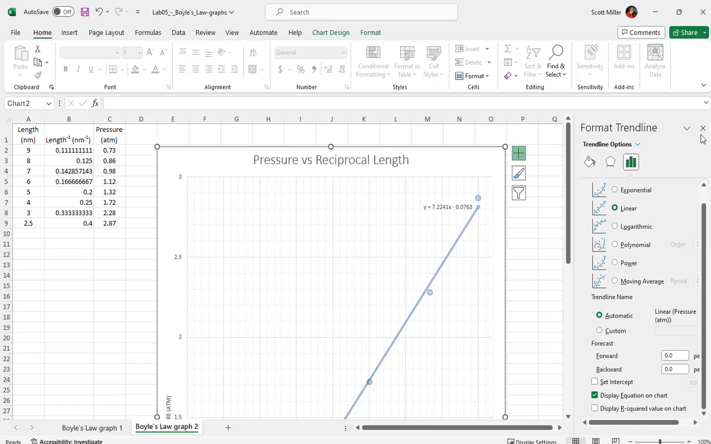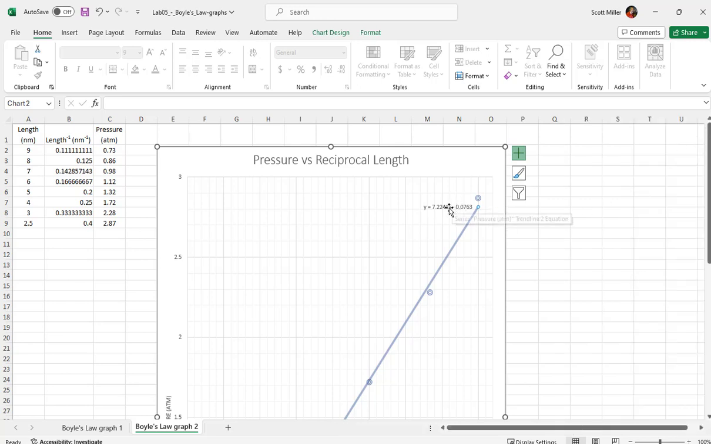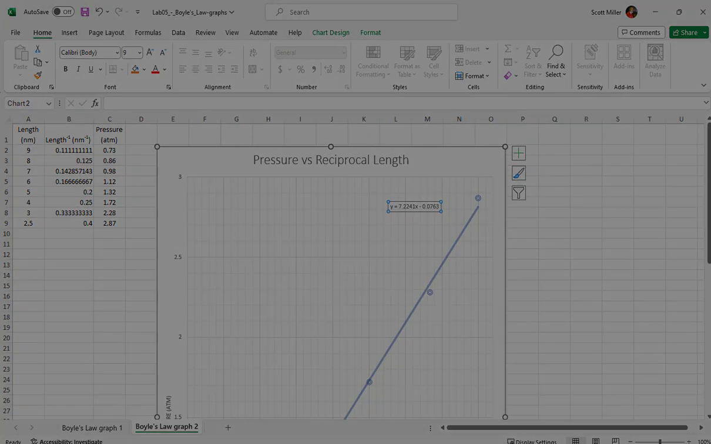Because the graph is linear when we plot pressure on the y-axis and reciprocal length on the x-axis, this new graph validates the form of Boyle's law.